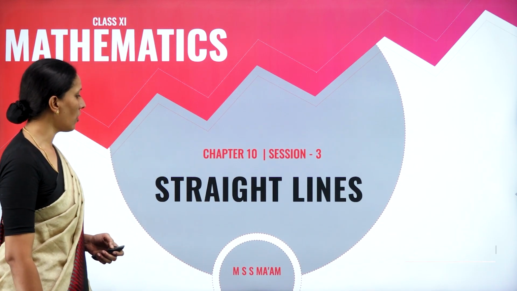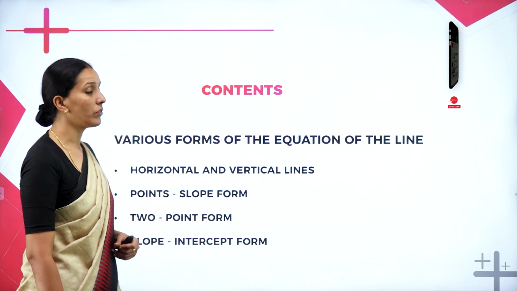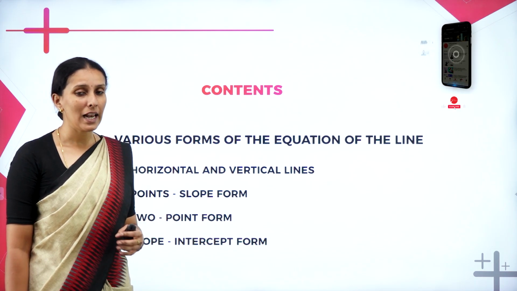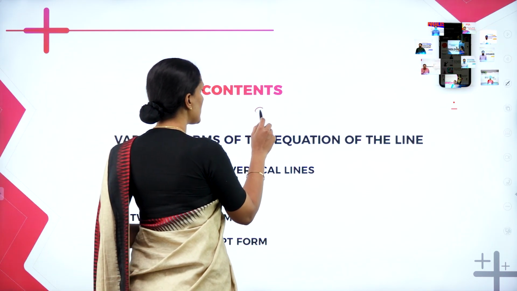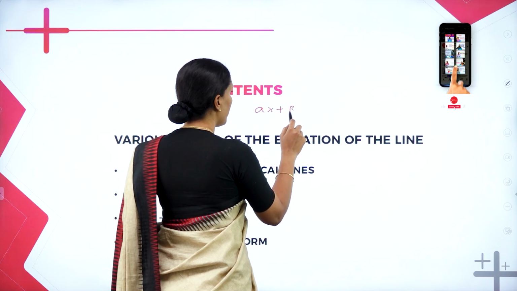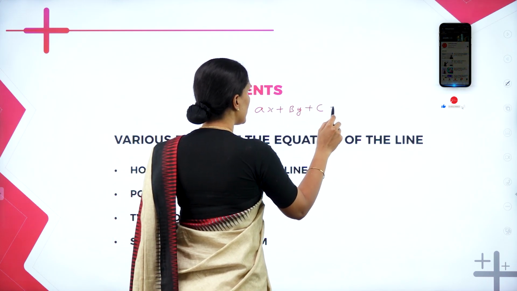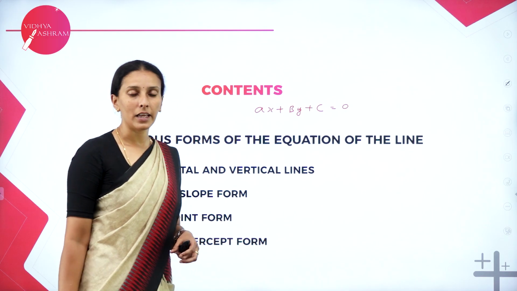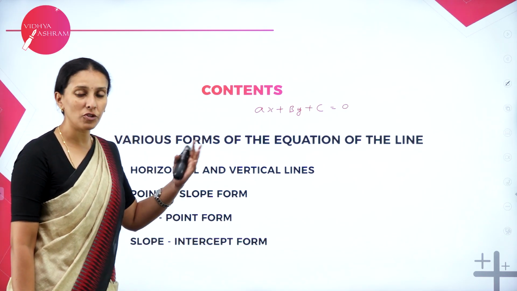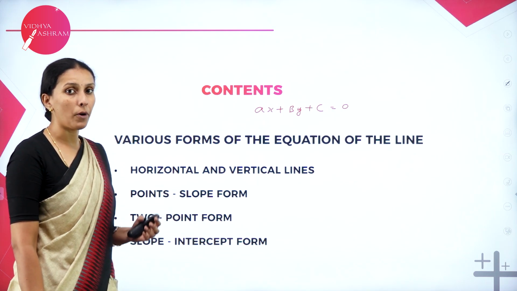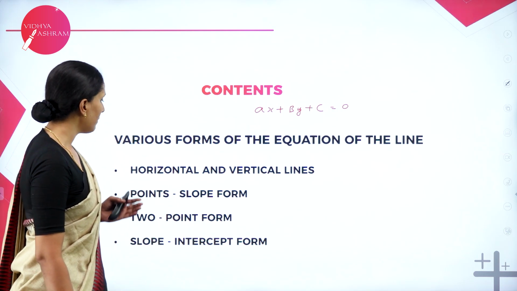Today in this session, we are going to learn about the various forms of the equations of the line. So in the last session, we have learnt the general form of linear equation, that is ax plus by plus c is equal to 0, which indicates the equation of a straight line in the linear form. Now here there are other forms of the equation of the line depending upon the condition. So we are learning them one by one.